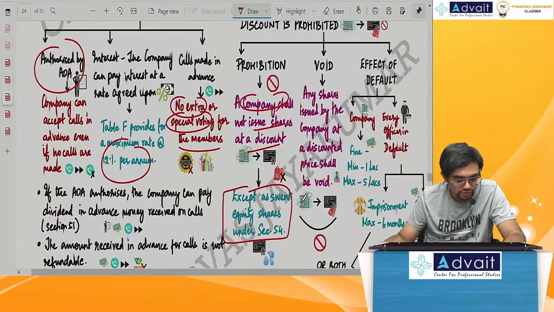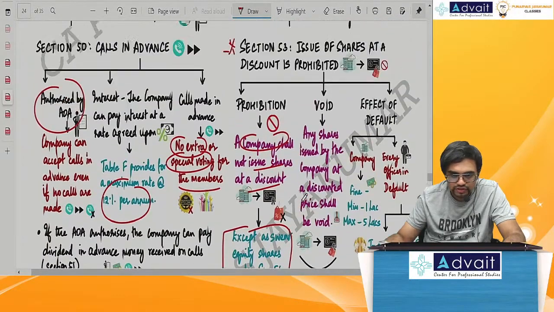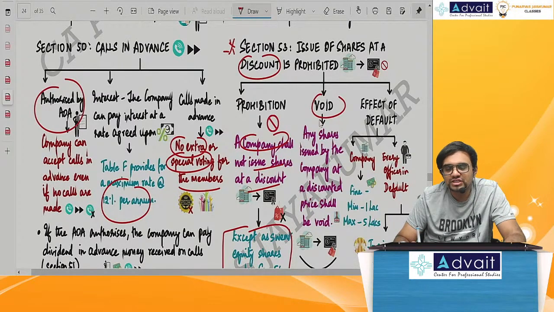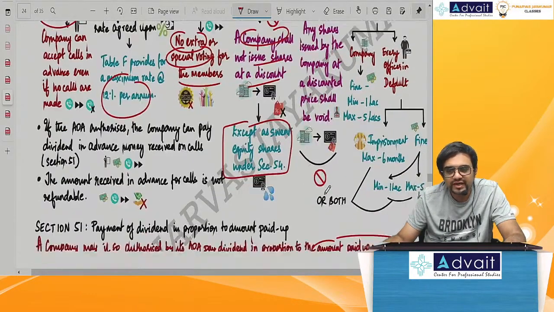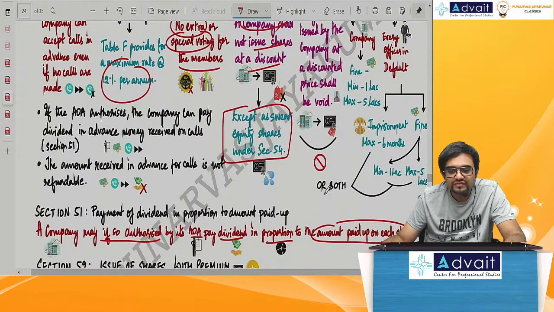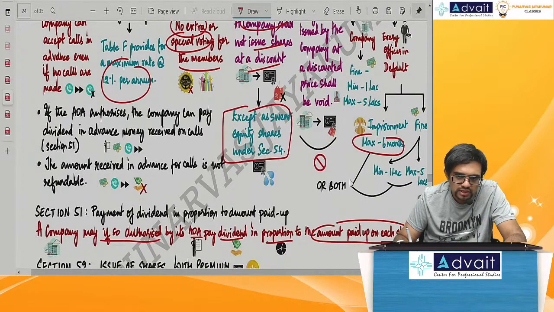Anything that you have issued at a discount, if you have issued shares at a discount without using the sweat equity route, normal shares at a discount will be void. Any shares issued by the company at a discount will be void. Effect of default is what? You have to pay fine 1 lakh, it will go up to 5 lakh. Every officer of the company, imprisonment maximum 6 months, or fine, or both.